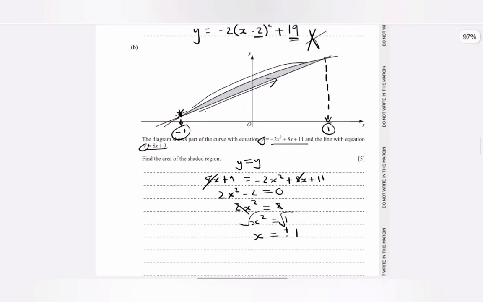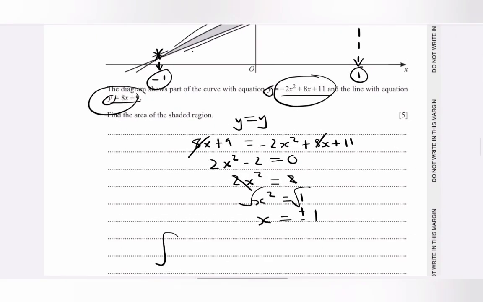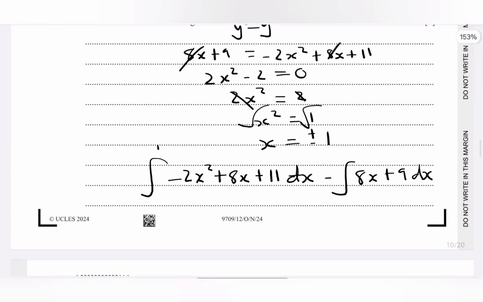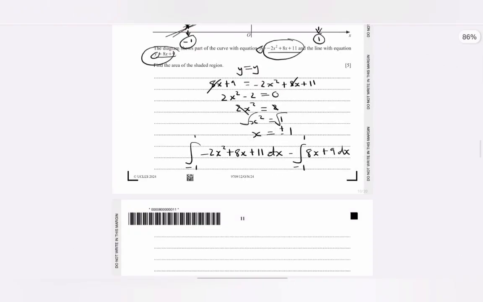And integrating now, we said we're going to say integral of the curve minus integral of the line, because the line is below the curve. We're going to do that with respect to x, so minus 2x squared plus 8x plus 11, then minus the integral of 8x plus 9 dx from 1 to minus 1, like that.